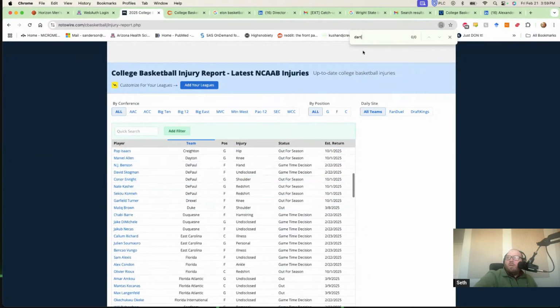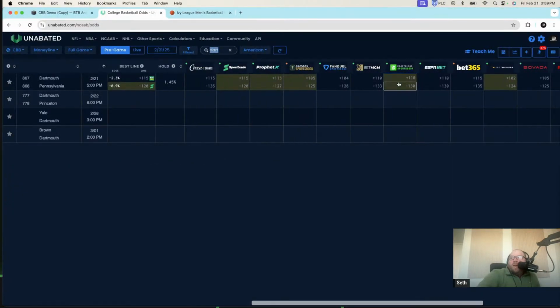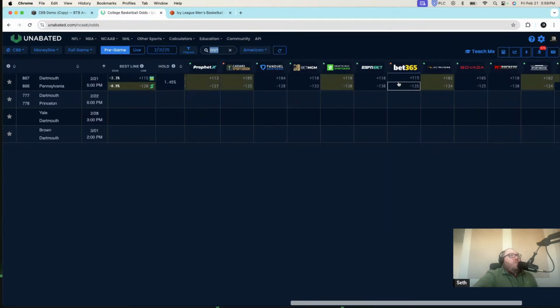Yeah, there's nothing. There's no injury. How's Kentucky not on here? Bet365 says plus 115 looks best for Dartmouth. Yeah, I agree. Plus 115 over at Bet365. Go for the sweep and end.